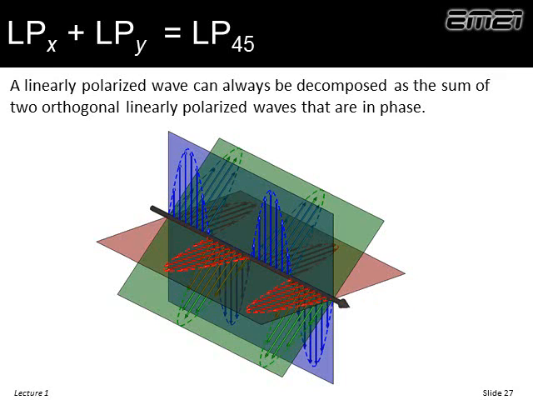If we change the amplitude of one of these waves, it looks like a linear polarization but at a different angle now. These two polarizations, red and blue, have to be in phase. As soon as we take them out of phase, it is no longer linear. It becomes circular or elliptical.